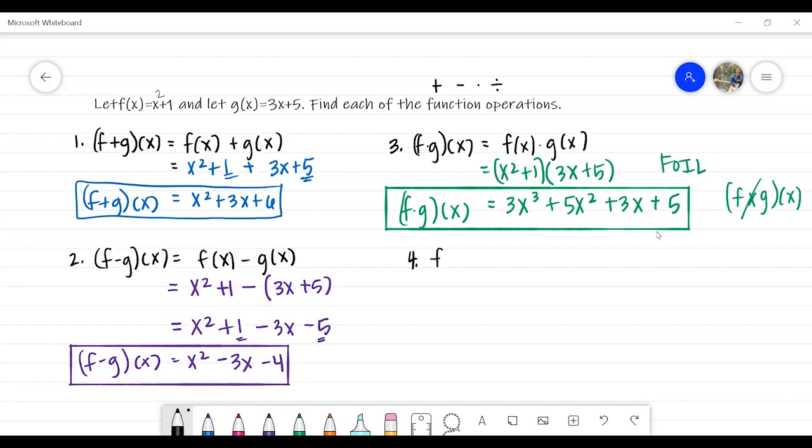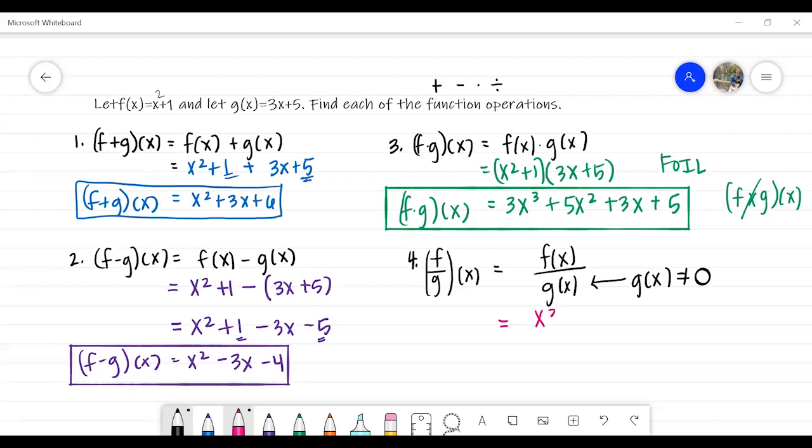Okay, last but not least, we have our division, f over g of x. And again, that's just defined as f of x over g of x. And we need to be really careful that g of x is not equal to 0 for this new function that we're creating. Okay, so when we do this, our numerator function is just that x squared plus 1. Our denominator function is that 3x plus 5. It's not common for us to be able to simplify this more. It's always a good idea to just check, but I'd say 9 out of 10 times, there's not much more you can do beyond this.